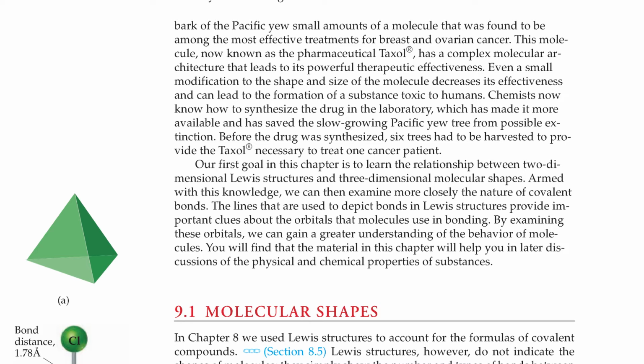patient. Our first goal in this chapter is to learn the relationship between the two-dimensional Lewis structures and the three-dimensional molecular shapes. Armed with this knowledge, we can then examine more closely the nature of covalent bonds. The lines that are used to depict bonds in Lewis structures provide important clues about the orbitals that molecules use in bonding. By examining these orbitals, we'll gain a greater understanding of the behavior of molecules. You'll find that the material in this chapter will help you in later discussions of physical and chemical properties of substances.